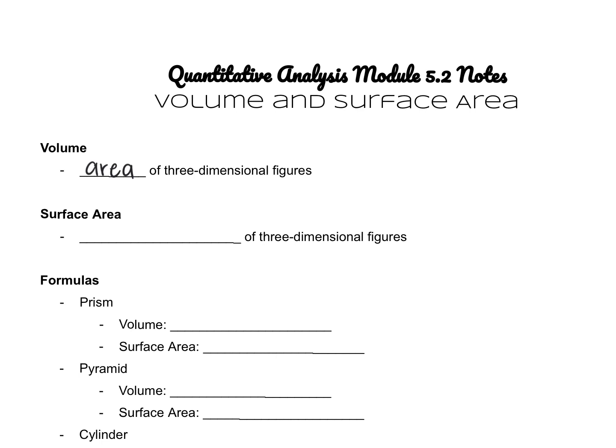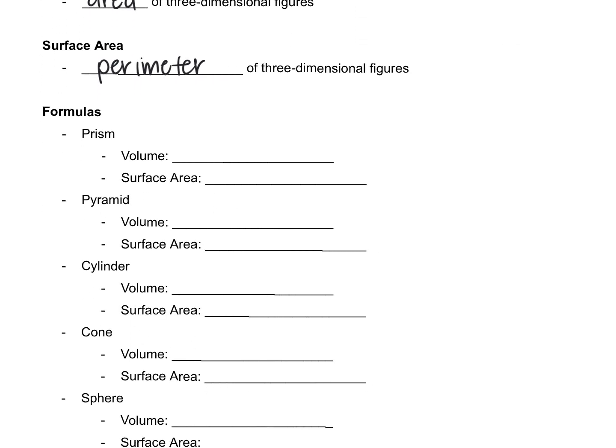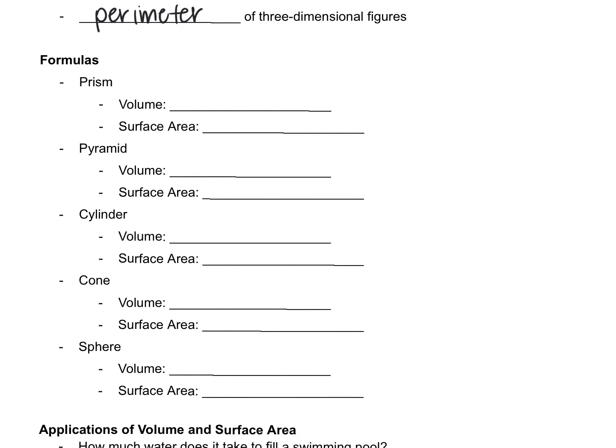And then surface area is another way to say perimeter of three-dimensional figures. So it's the amount of space that can fit on the outside of the figure. There are 5 common three-dimensional figures that we are going to be looking at. The first one is a prism.